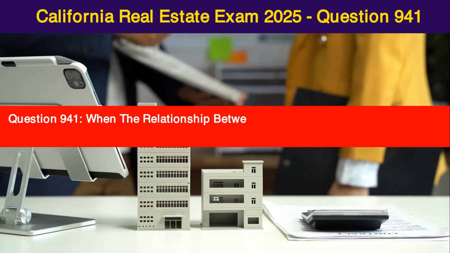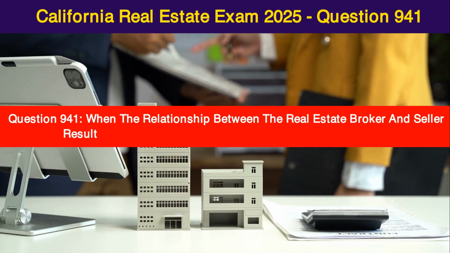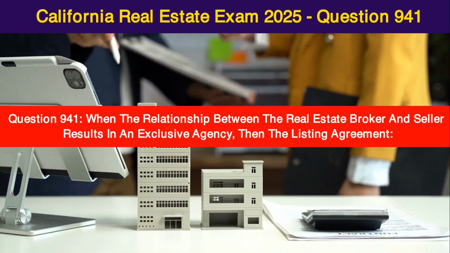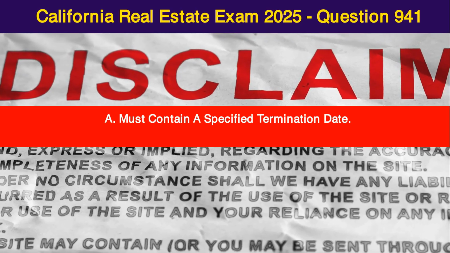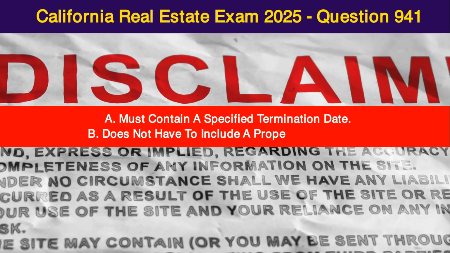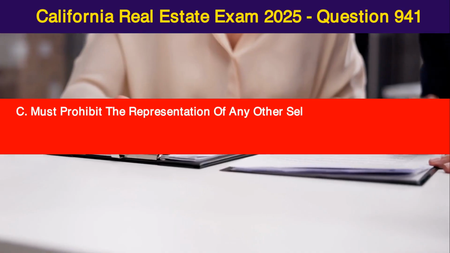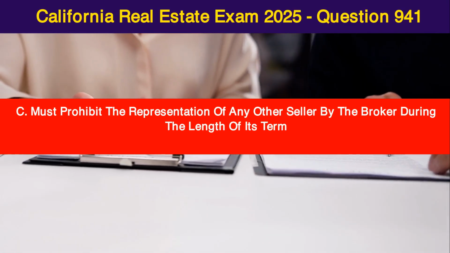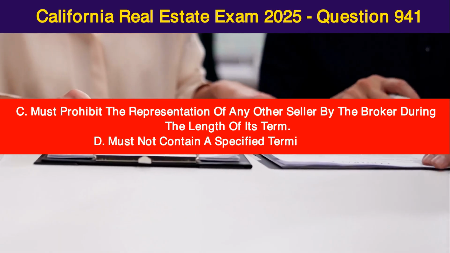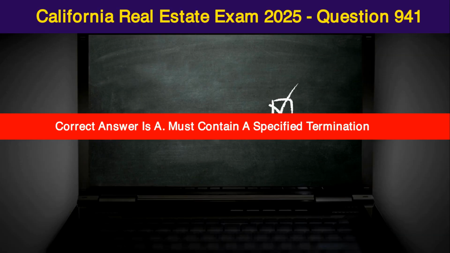Question 941. When the relationship between the real estate broker and seller results in an exclusive agency, then the listing agreement: A. must contain a specified termination date, B. does not have to include a property description, C. must prohibit the representation of any other seller by the broker during the length of its term, D. must not contain a specified termination date. Correct answer is A, must contain a specified termination date.